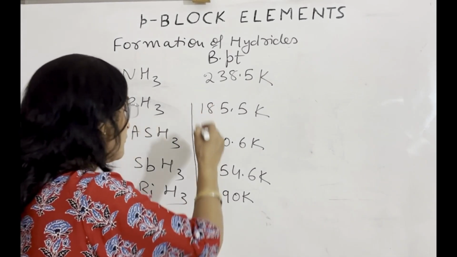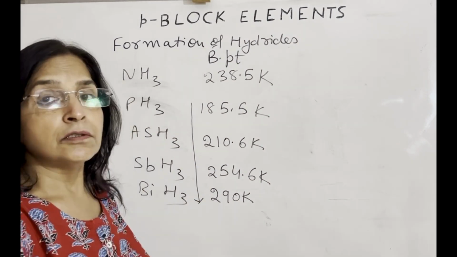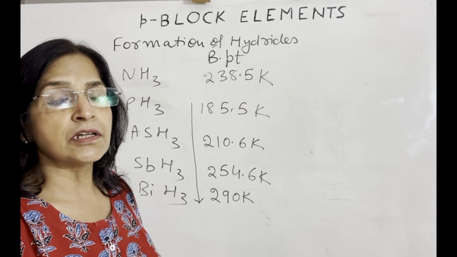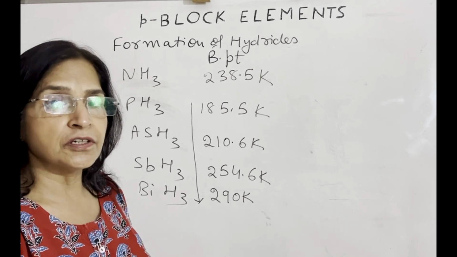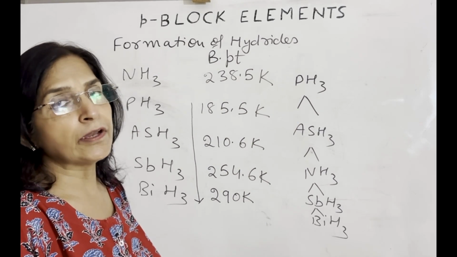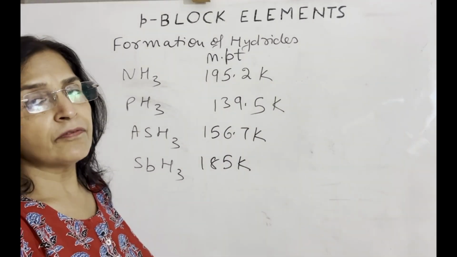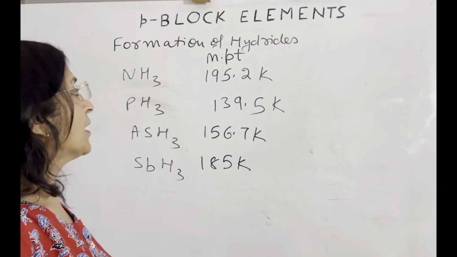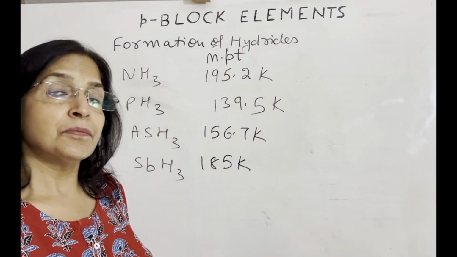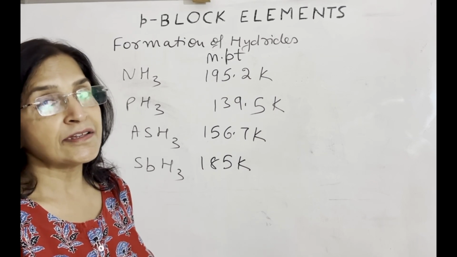But as we move from phosphine to bismuthine, the surface area of molecule increases. As the surface area increases, van der Waals forces of attraction increase, therefore boiling point increases. This will be the order of the boiling point of these hydrides. These are the values of melting point of these hydrides, and the melting point of ammonia is highest due to the intermolecular hydrogen bonding. Molecules are associated.